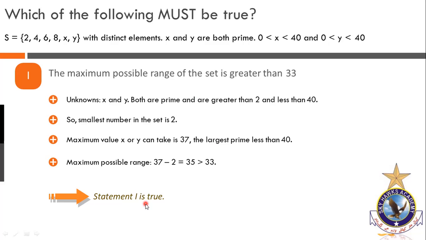Are you getting this? So there is no doubt about that. The first statement, that the range must be greater than 33, we have just calculated it, so it is greater than 33. So the first statement holds by all means, fulfilling all the conditions that both x and y must be prime numbers, and they are both lying between 0 and 40. So let's move to the next one.